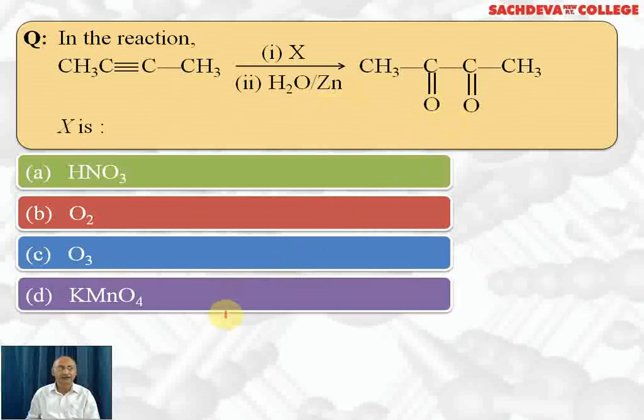KMnO4 is not possible because hot KMnO4 will break the compound. If it is cold KMnO4, still it is possible to get it, but further oxidation may take place with KMnO4. So the most appropriate is ozone, and in KMnO4 you cannot use zinc and water in the second step. So ozone is the correct answer. The first step is ozonolysis followed by reduction with zinc and water will give diketone, that is 2,3-butanedione. C part is the correct answer.